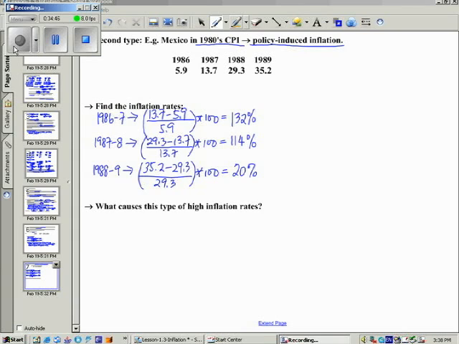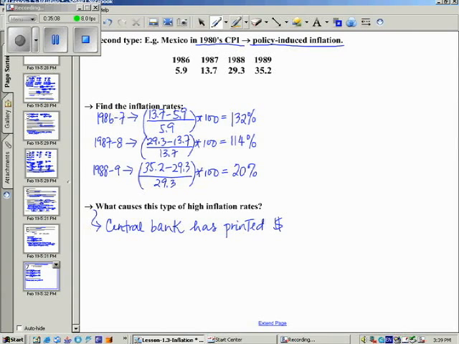What can explain such double-digit or triple-digit inflation rates? Very likely, most of the time, it is because the central bank of this country, in this case Mexico, with the central bank being the Bank of Mexico, has actually printed money to spend. And the more money that you print, the supply of money starts to rise. The value of money starts to drop.